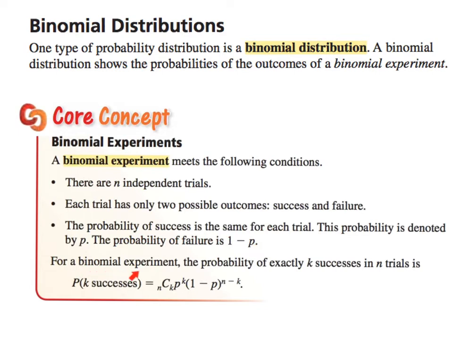So for a binomial experiment, the probability of exactly k successes in n trials is the following. The probability of k successes is n choose k, P to the k power multiplied by 1 minus P to the n minus k power. It looks like a very confusing formula, but we're just going to plug in values.